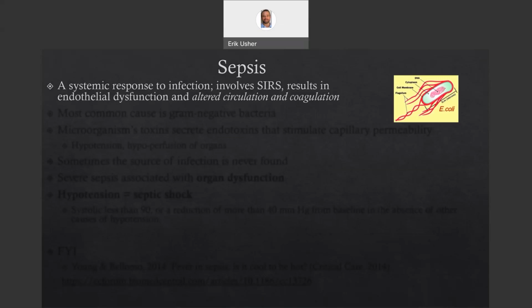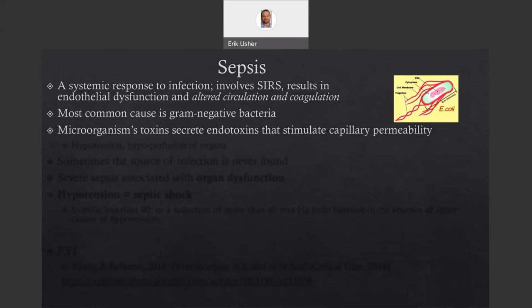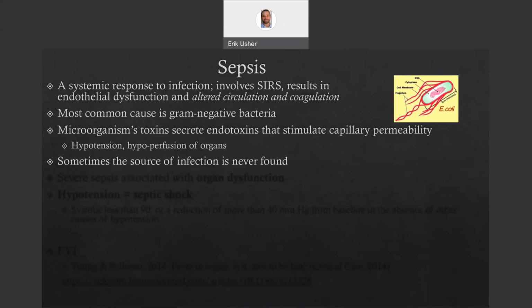Let's talk a little bit about sepsis. It is a systemic response to an infection that involves SIRS and results in endothelial dysfunction and altered arterial circulation and coagulation. The most common causes are gram-negative bacteria, like our friend over there in the right corner, E. coli. Microorganisms and toxins secrete endotoxin that stimulates capillary permeability, again fostering all of what we talked about with the edema. They get hypotensive, and hypoperfusion of organs is the end result of that.